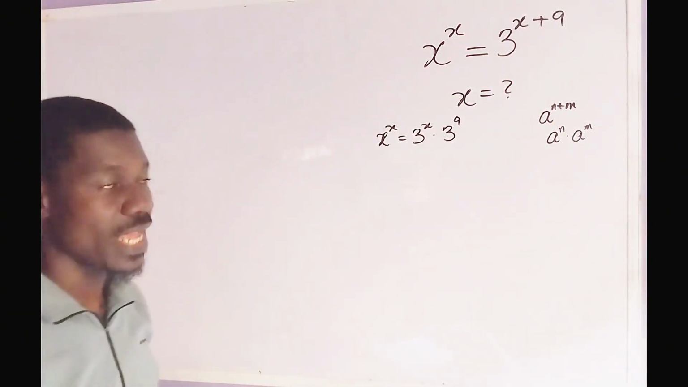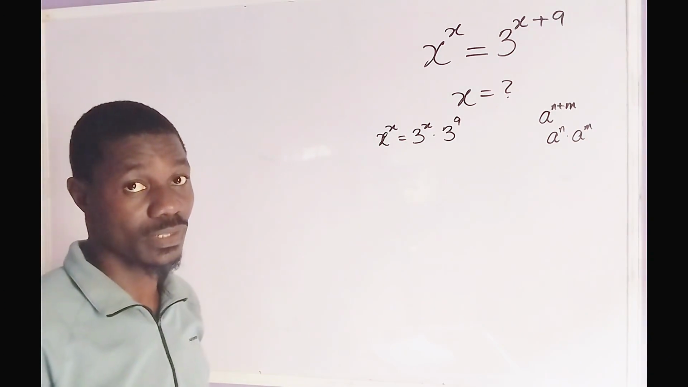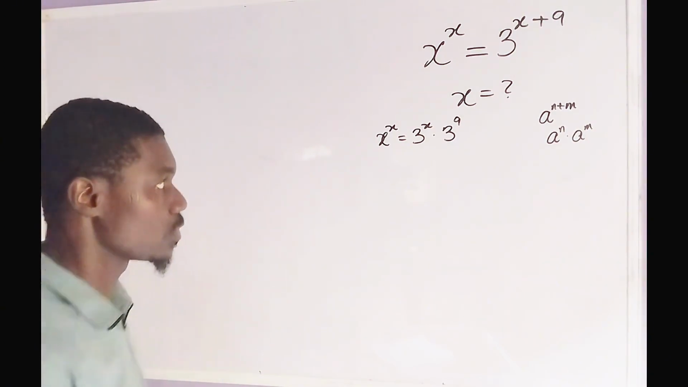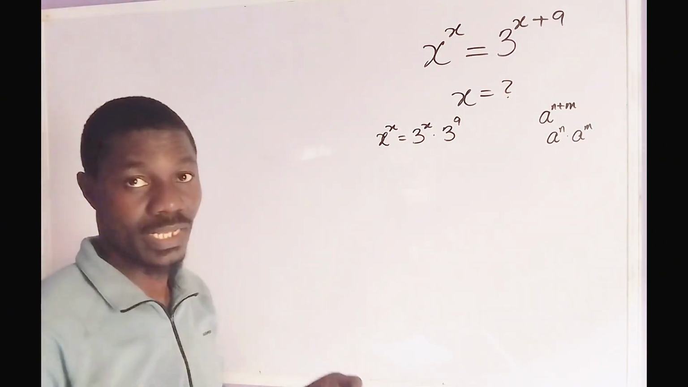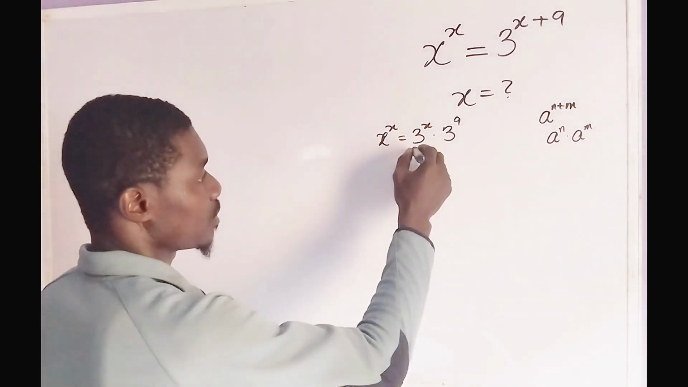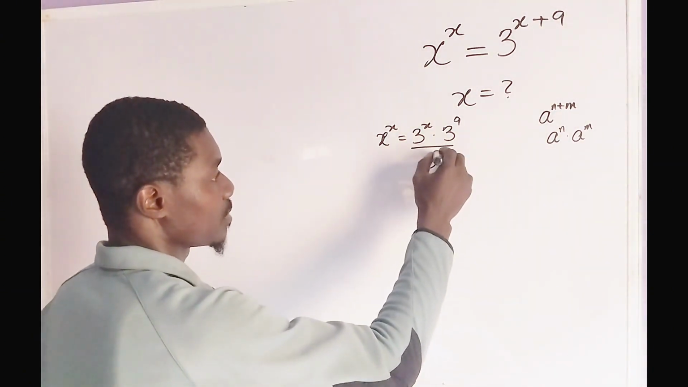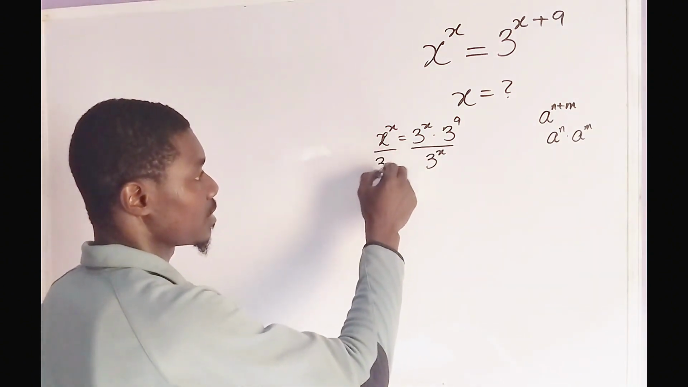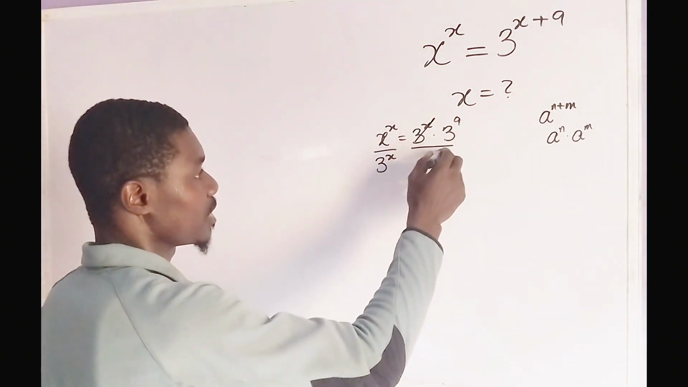Now let's divide both sides by 3 raised to the power of x, and what we are doing is to bring together the variables with the exponent x. So we have 3 raised to the power of x, 3 raised to the power of x. So this will eliminate this.